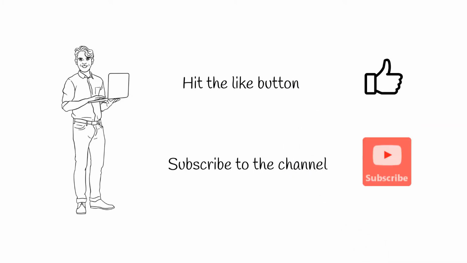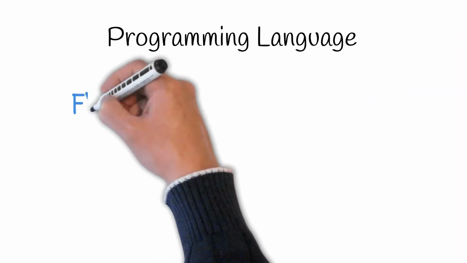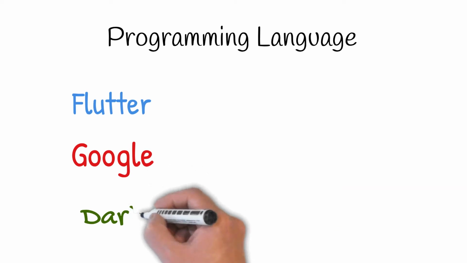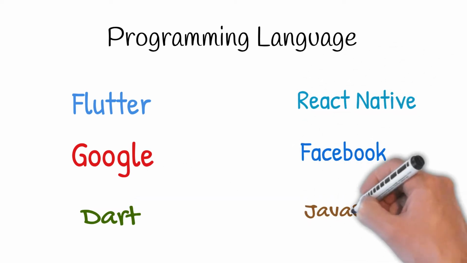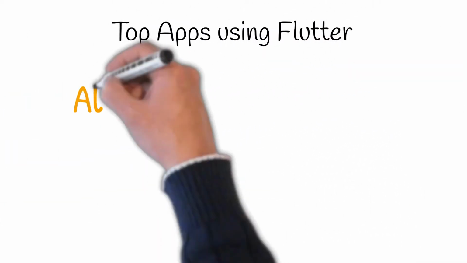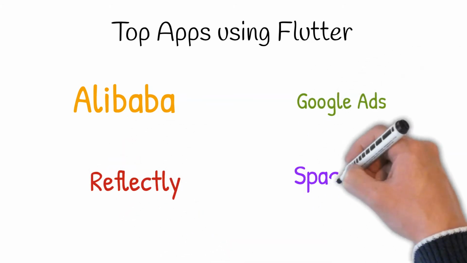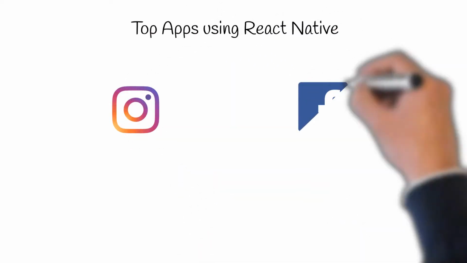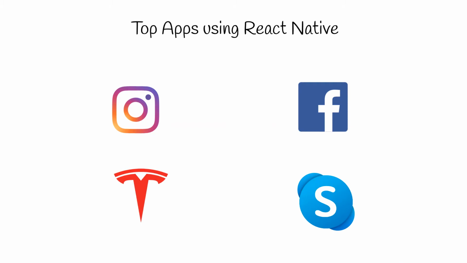So without any further ado, let's dive right in. Flutter is created by Google using an object-oriented language called Dart and released in 2017, while React Native is created by Facebook using JavaScript and released in 2015. Some examples of the top apps created using Flutter are Alibaba, Google Ads, Reflectly, SpaceX Go, and many more. While examples of top apps created using React Native are Instagram, Facebook, Tesla, Skype, and many more.